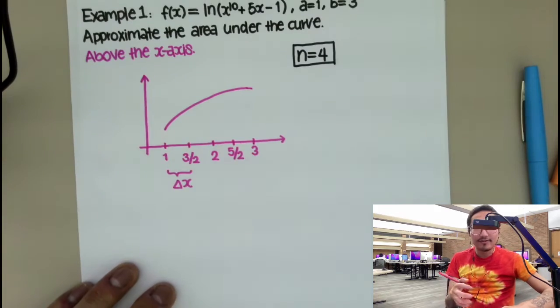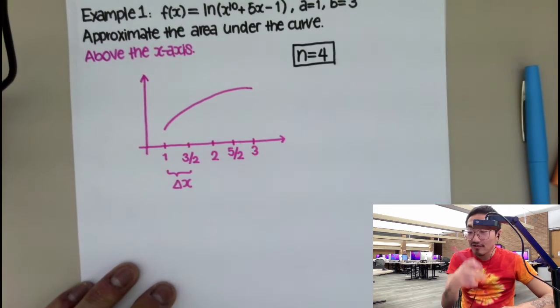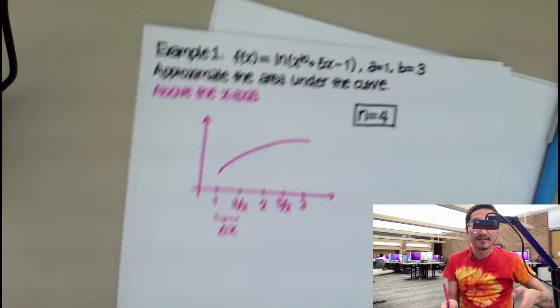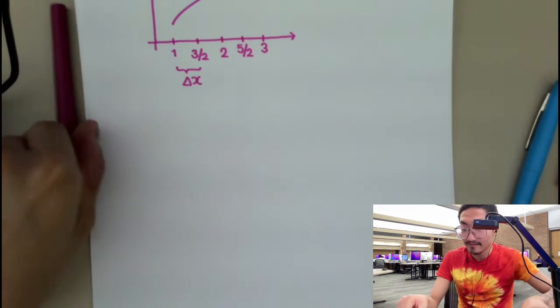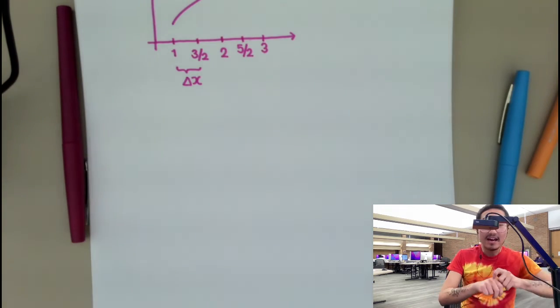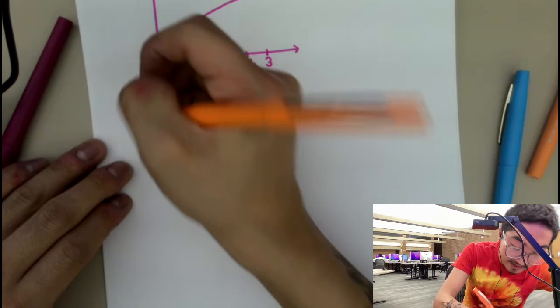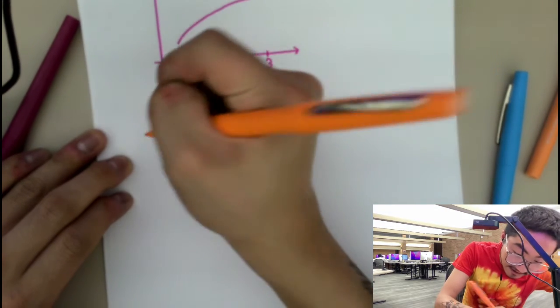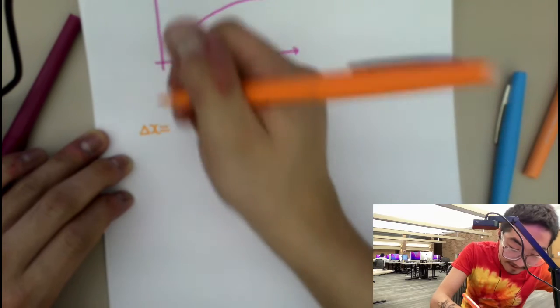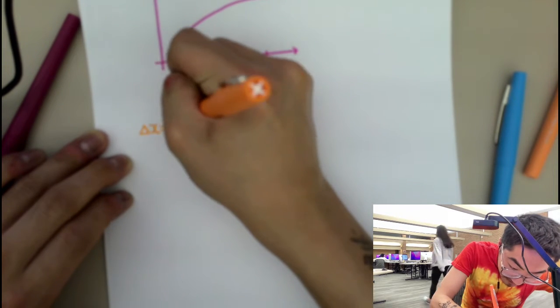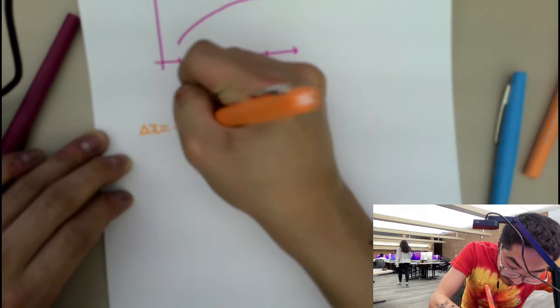If you want to do the trapezoid rule with n equals 4, T4, how do we do T4? We have delta x equal to 3 minus 1 over 4, which is 1/2.